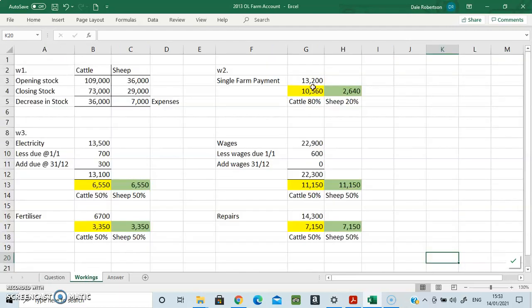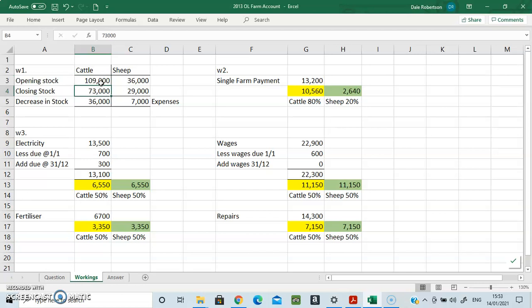Well, the first working is unique to farm accounts, where we are going to look at whether the cattle and sheep stocks increased or decreased. Normally speaking, they will increase. It's quite unusual in this question that they're going to decrease. So you have 109,000 euros worth of cattle. That's your opening stock. And then here is your closing stock of 73,000.